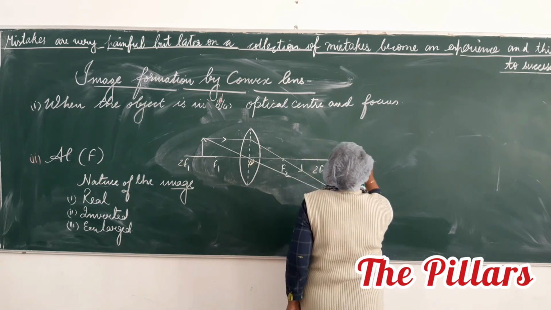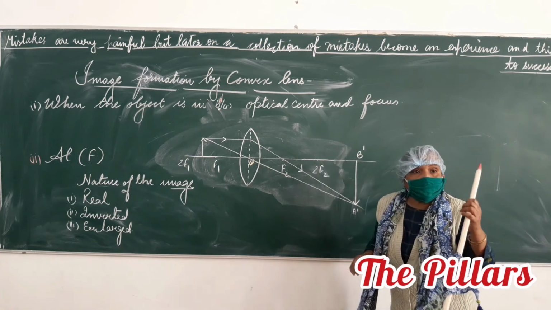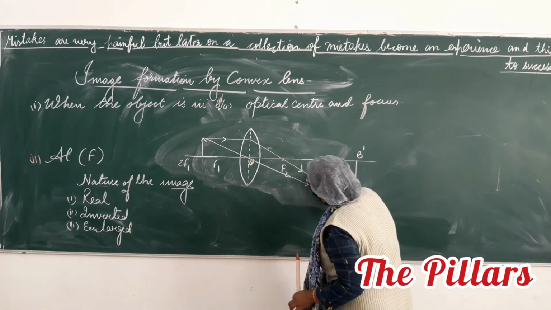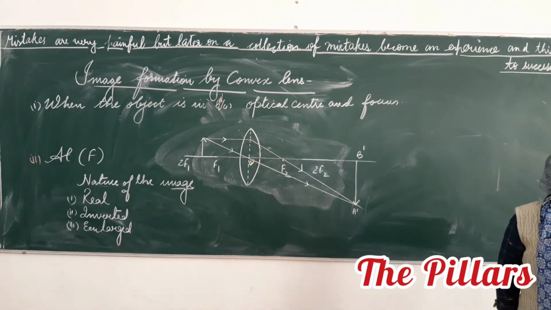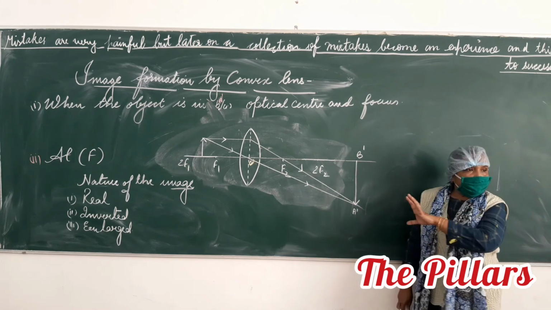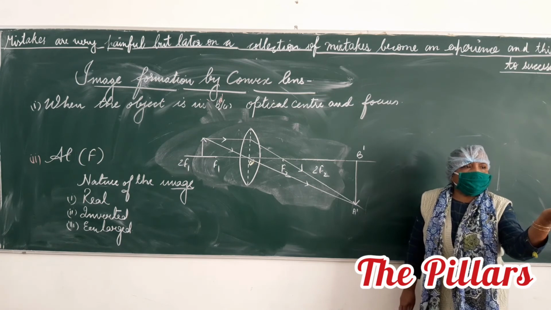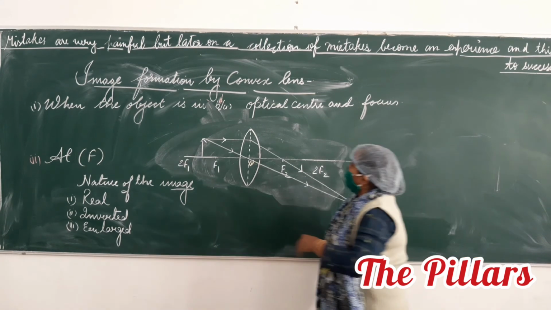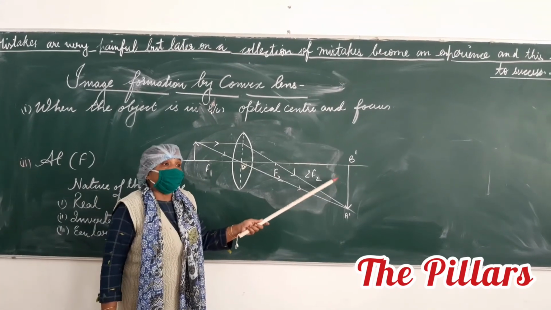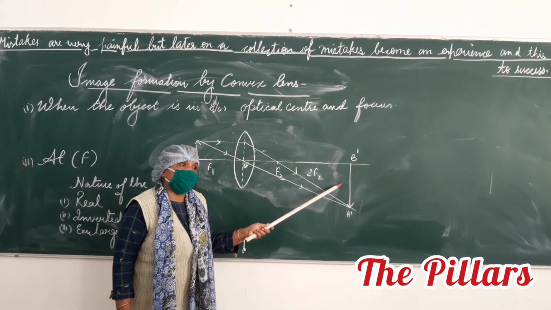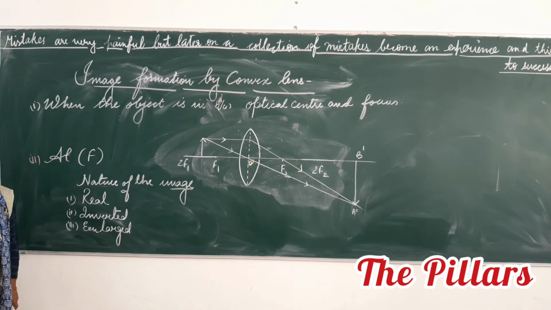This is A dash, B dash. When you draw the ray diagram, always mark the arrows, because without arrows these are no more light rays. Okay? So this is the image you got. You can show it by double arrows also, no problem. So what type of image is formed, children? Real, inverted, enlarged. What will be the next case? At 2F.